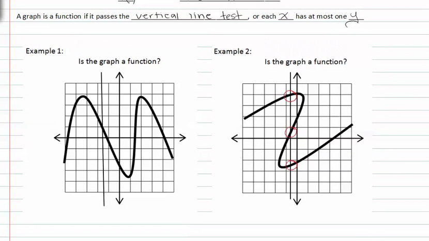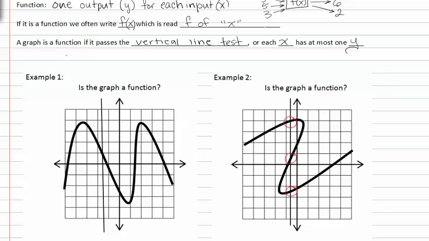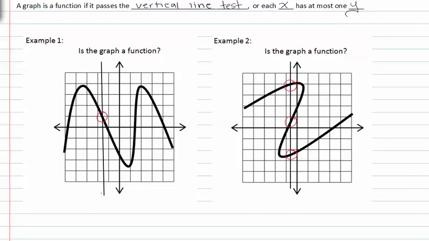If we look back at our definitions of what a graph is: a graph is a function if it passes the vertical line test, or each x has at most one y. Over here, there was only one y at any given point on here for x. But on this graph, we see that there were three different points the vertical line touched at any given point. So, we can say that this graph is a function. And we can say this graph is not a function.